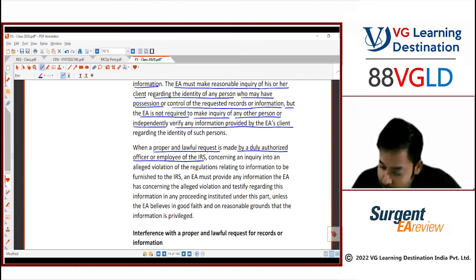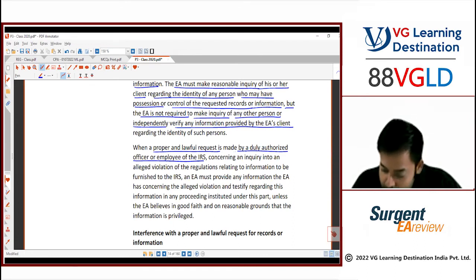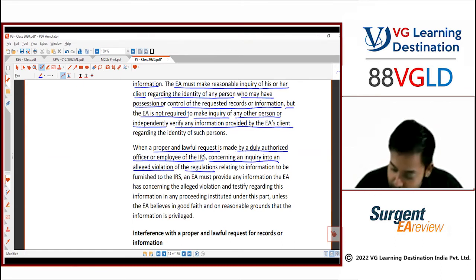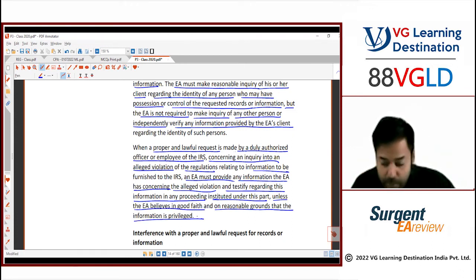So when a proper lawful request is made by the duly authorized officer or employee of the IRS concerning an inquiry into an alleged violation of the regulations relating to the information to be furnished to the IRS, the EA must provide any information the EA has concerning the alleged violation and testify regarding this information in any proceeding instituted under this part, unless the EA believes in good faith and on reasonable grounds that the information is privileged. So if this is privileged information, you're not going to share it. Otherwise, yes, definitely you can share it.